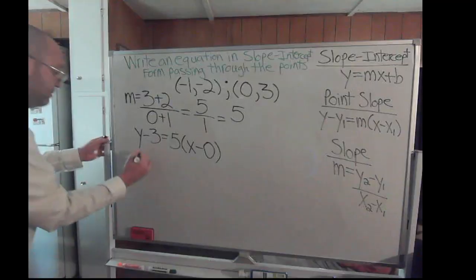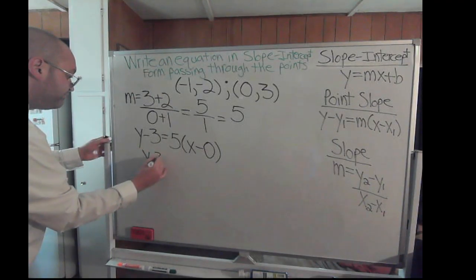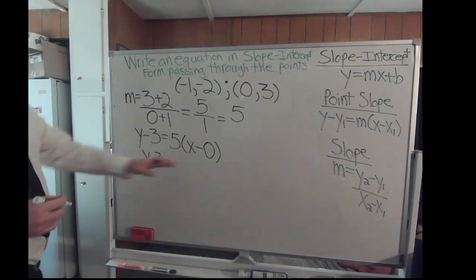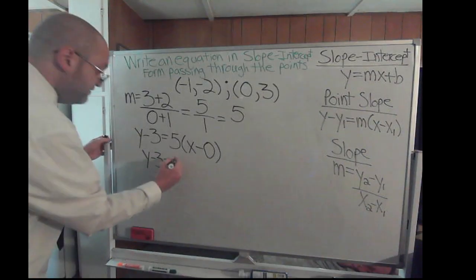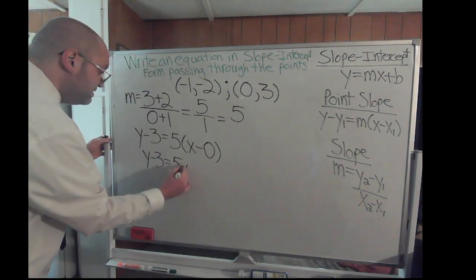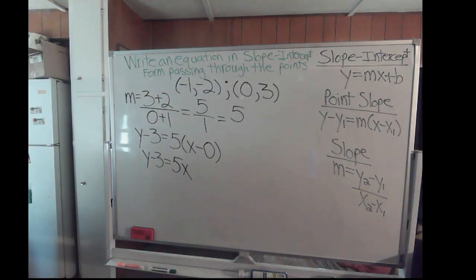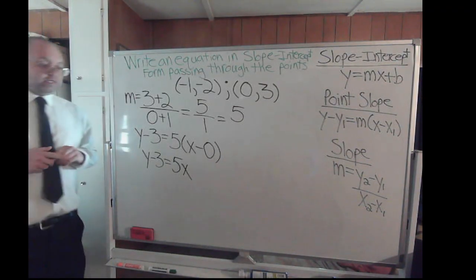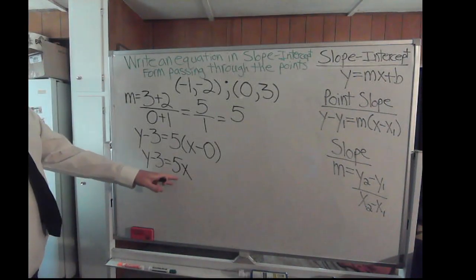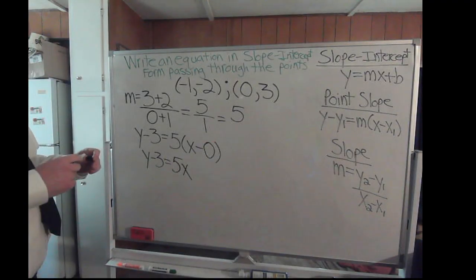Well, keep your y minus 3 for a minute. Now on the right hand side, x minus 0, that's just x. You'll have 5 times x, which is 5x. So y minus 3 equals 5x.